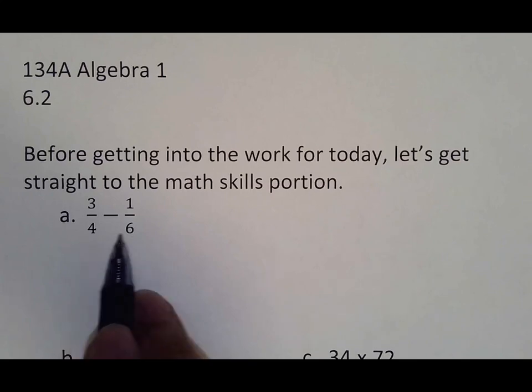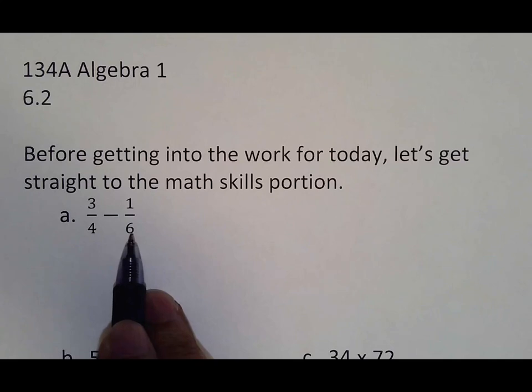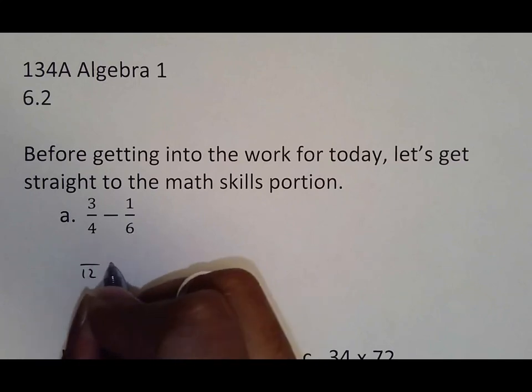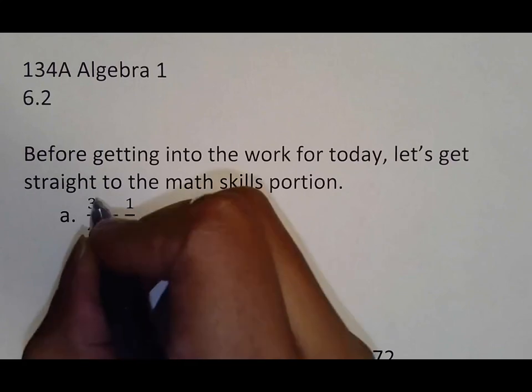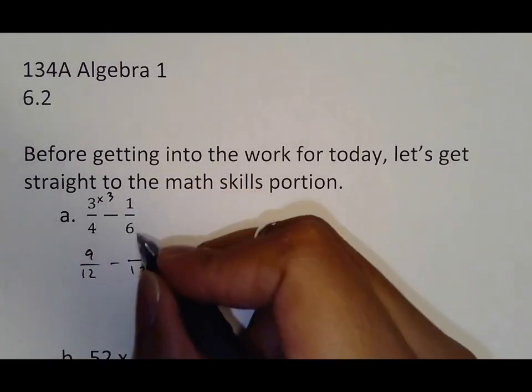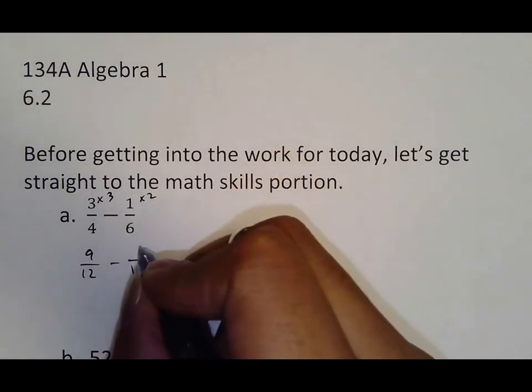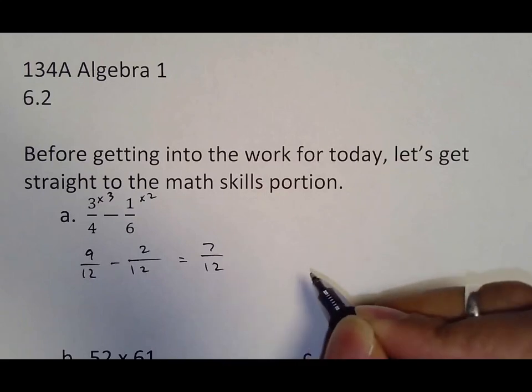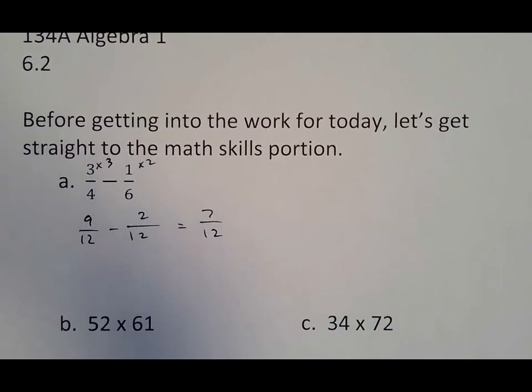4 and 6 being my denominators. 4 cannot turn to 6. The second multiple of 6 is 6 times 2, which is 12. 4 can go into 12, which means 12 is my number. 4 would have to multiply by 3 to be a 12, so multiply the top by 3. 6 would have to multiply by 2 to be 12, so multiply the top by 2. 9 minus 2 is 7. 7 over 12, and again, that is your first answer.